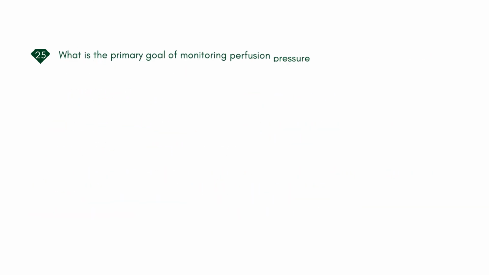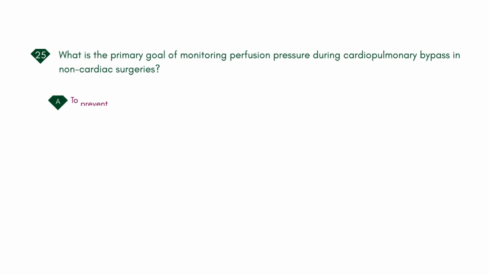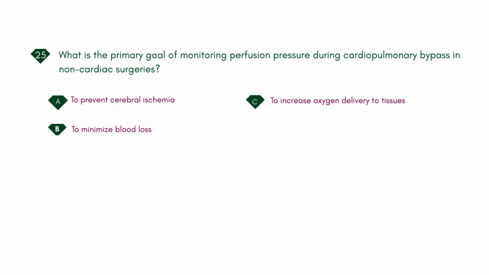What is the primary goal of monitoring perfusion pressure during cardiopulmonary bypass in non-cardiac surgeries? A. To prevent cerebral ischemia. B. To minimize blood loss. C. To increase oxygen delivery to tissues. D. To prevent myocardial infarction. Answer: A. To prevent cerebral ischemia.